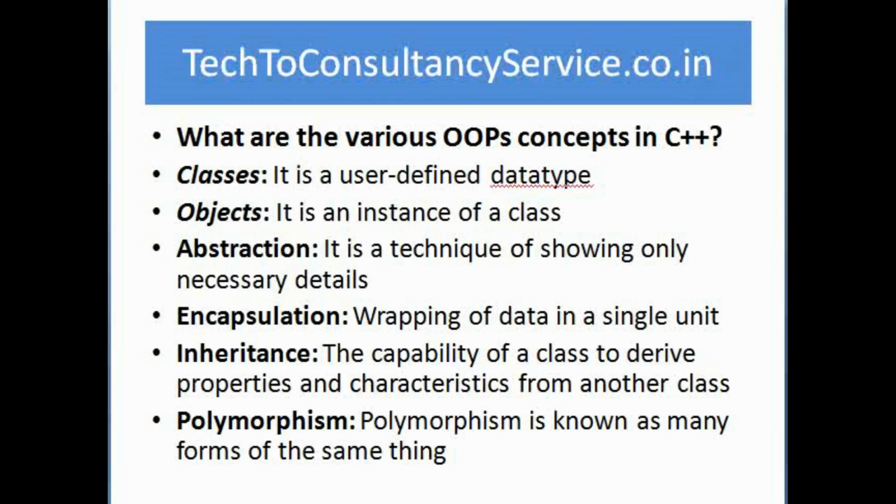Classes, objects, abstraction, encapsulation, inheritance, and polymorphism. These are the pillars of object-oriented programming. This makes C++ an object-oriented language.